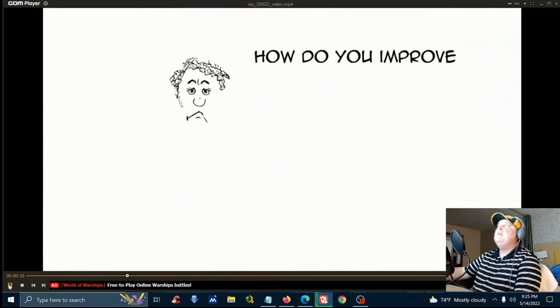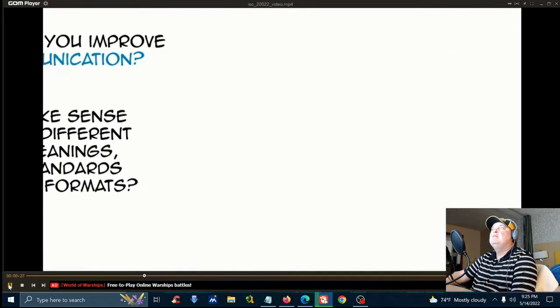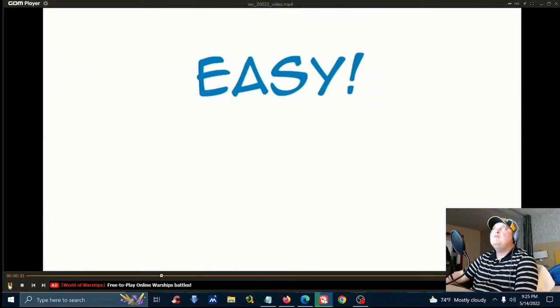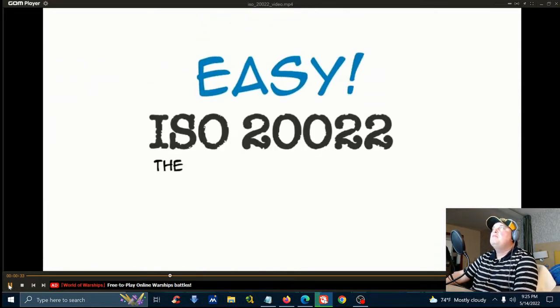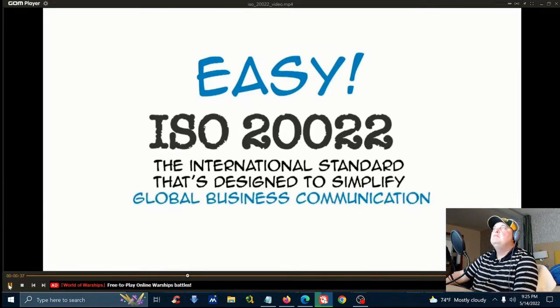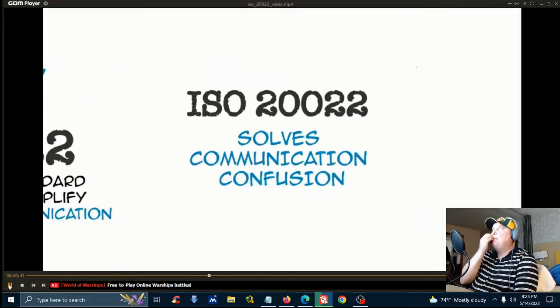So how do you improve communication, make sense of different meanings, standards, and formats, and get everyone in the financial sector on the same page? Easy. By using ISO 20022, the international standard that's designed to simplify global business communication. You see, ISO 20022 solves communication confusion.